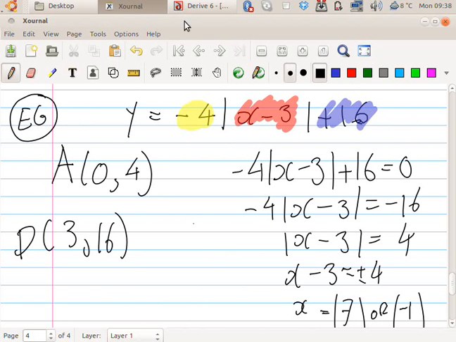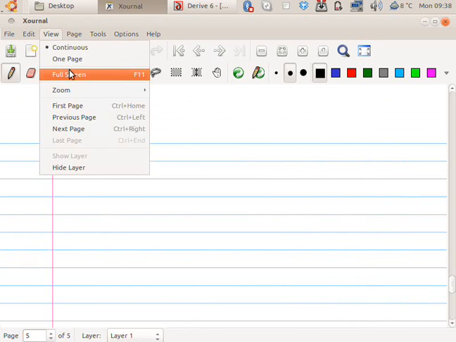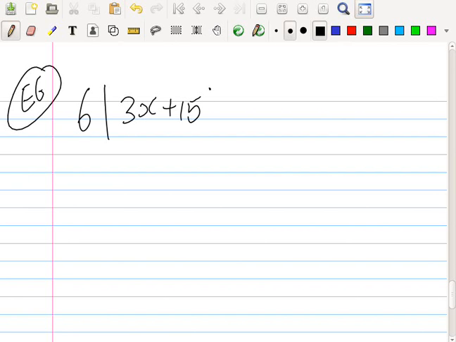Okay, next one now. Can I go next page? Yeah? Okay. So what about something like this now? 6|3x + 15| + 23 less than or equal to.